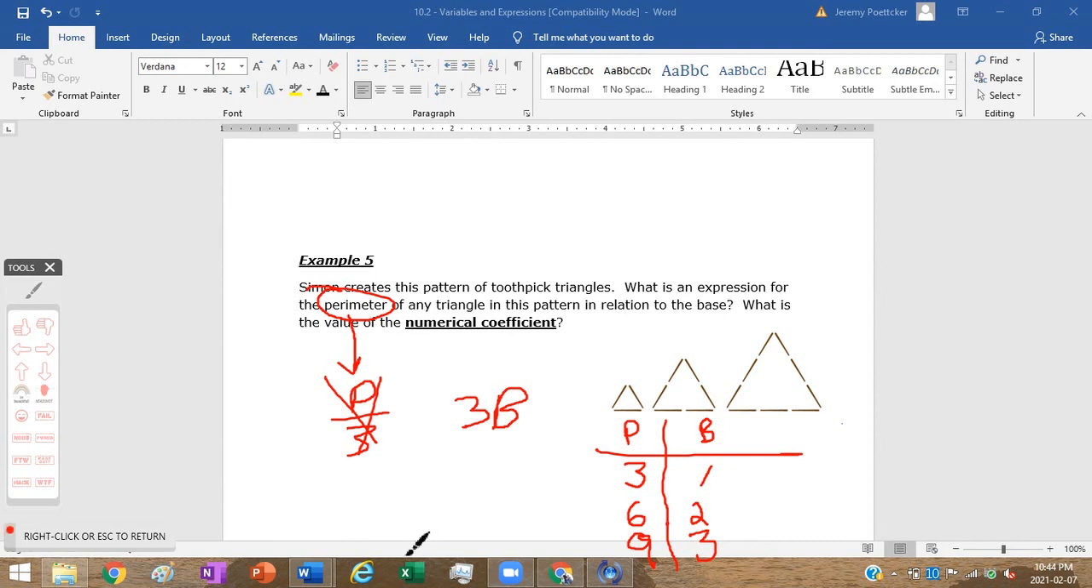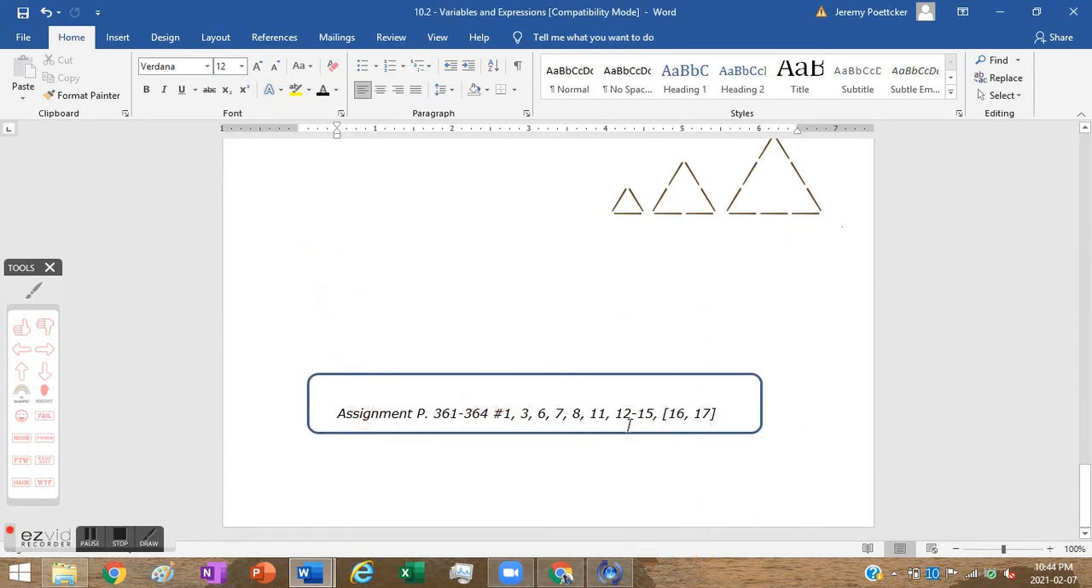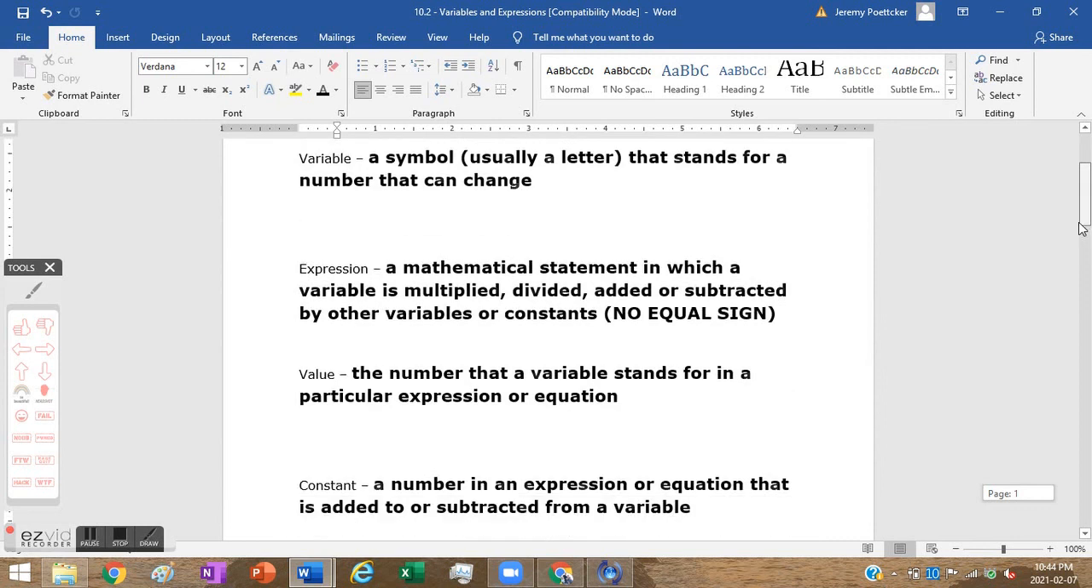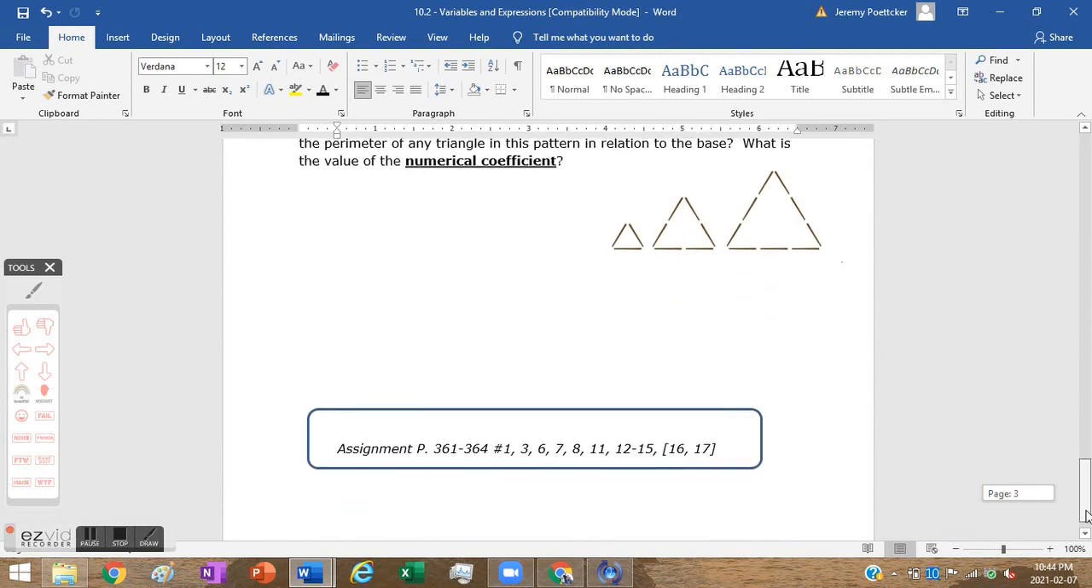All right, so your assignment, again, we look at the very beginning. This is section 10.2. So for those of you whose textbooks are a little bit goofy numbered, use that to help yourselves. And I'd like you to do 1, 3, 6, 7, 8, 11, 12, 13, 14, 15. If you have no problems with any of those, move on and give a try to 16 and 17.